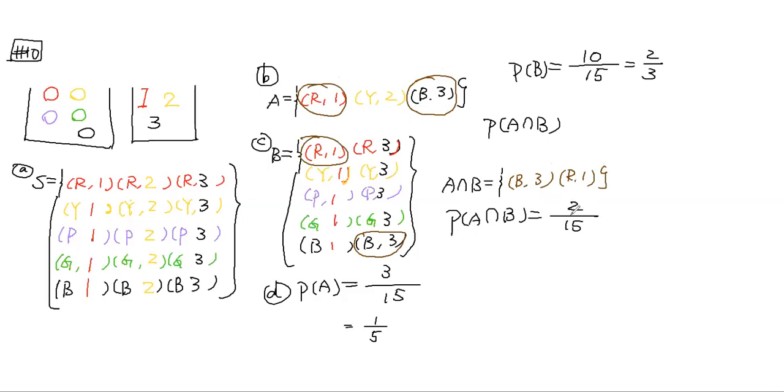So it's pretty straightforward, and you just need to be careful when you list the sample space and when you list the events. Just be very careful with that. Okay, let's go to the next one. The next one is problem number 11.